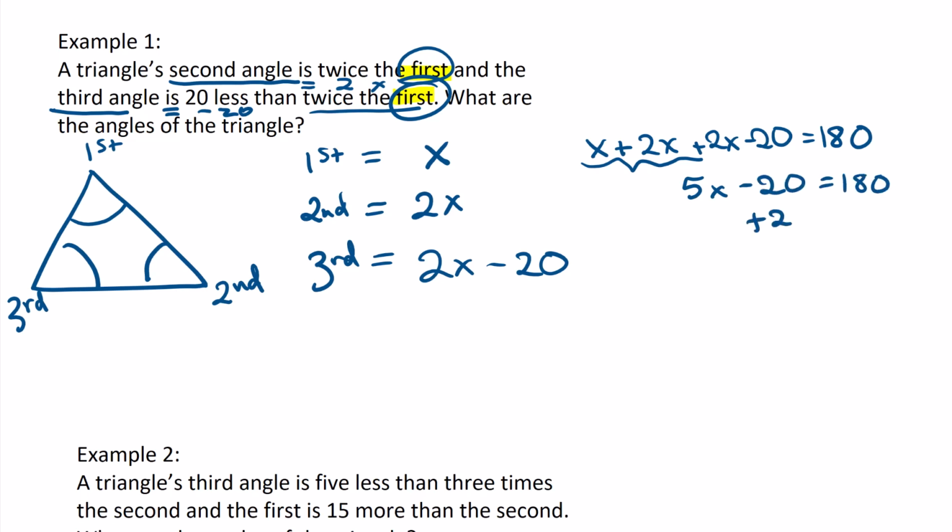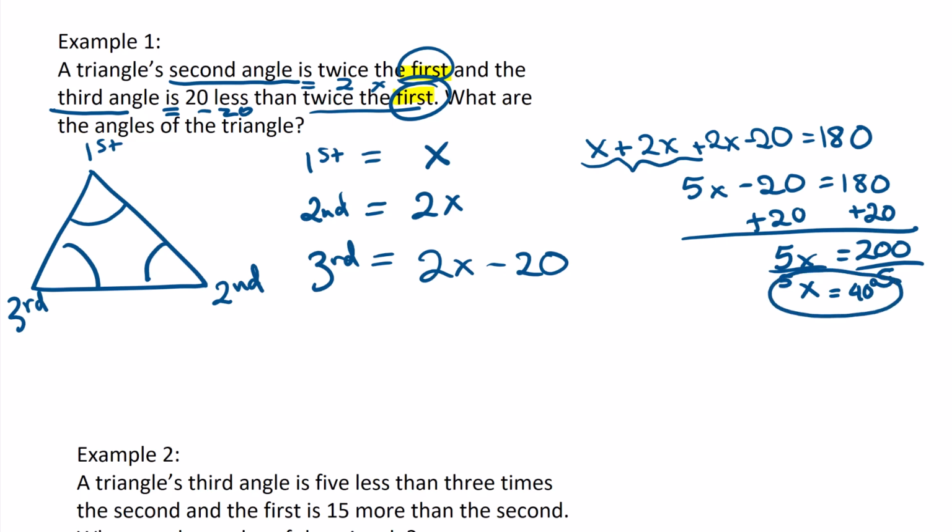I can add 20 to both sides. Now I have 5x equals 200. Divide by 5 on both sides to get x is equal to 40. Now remember, these are in degrees, so x equals 40 degrees is our first angle.